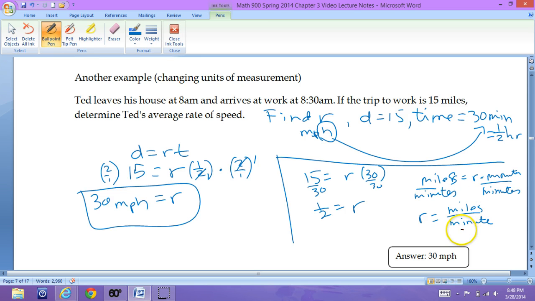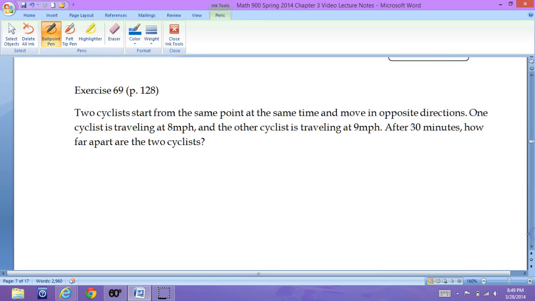But do we have miles per minute on our speedometer or odometer in our car? We do not. We have miles per hour. So if you get something that looks kind of funky, you want to double check what you've done. If you're talking about distance, you want to make sure that you're talking about miles per hour, or meters per second if it's a physics problem or something like that. Just make sure that your units match up.